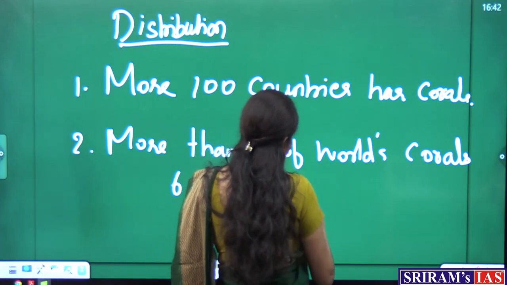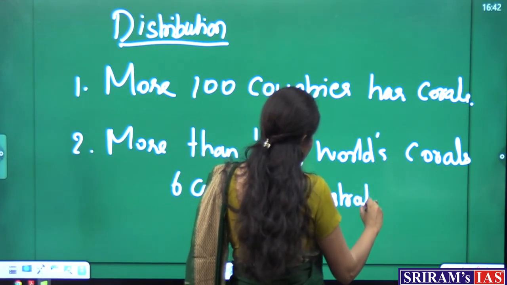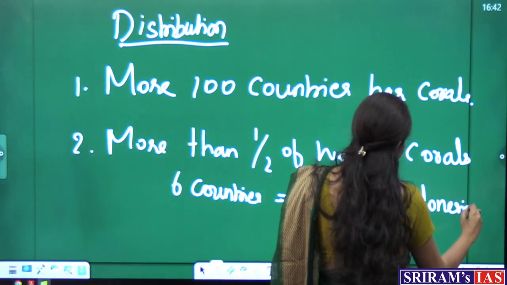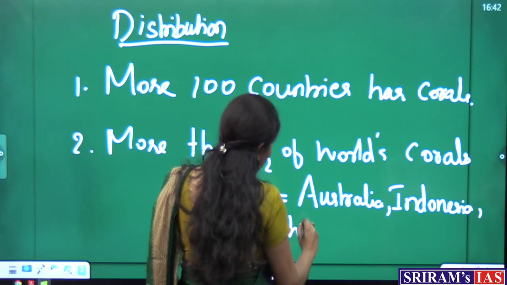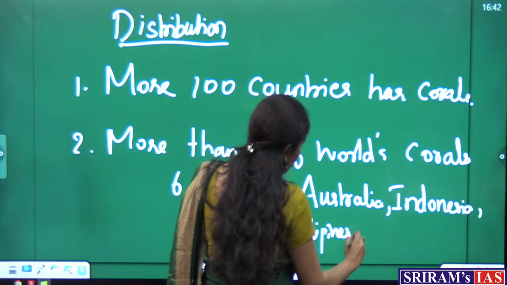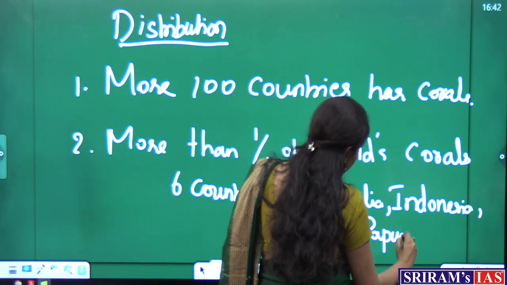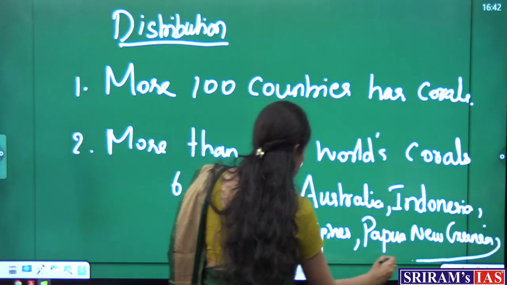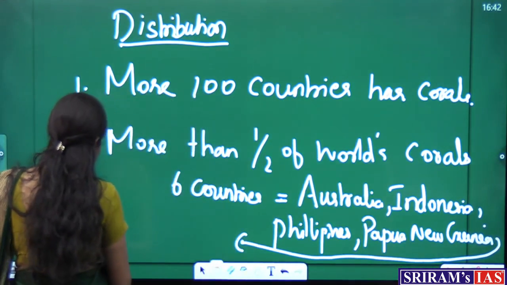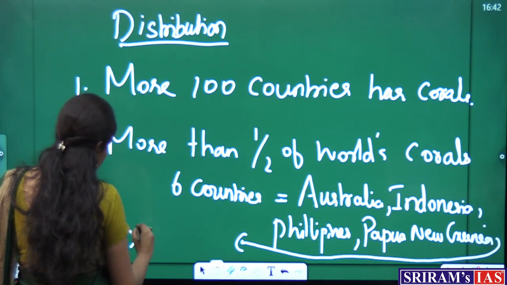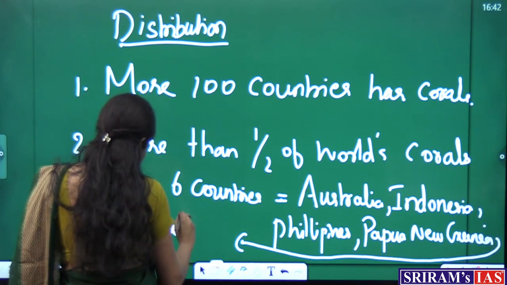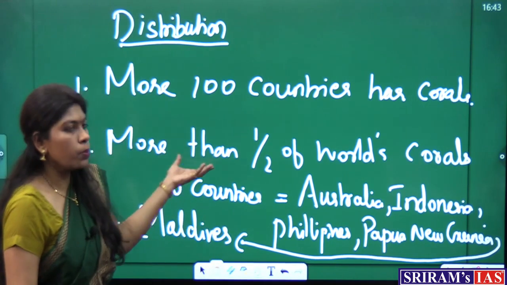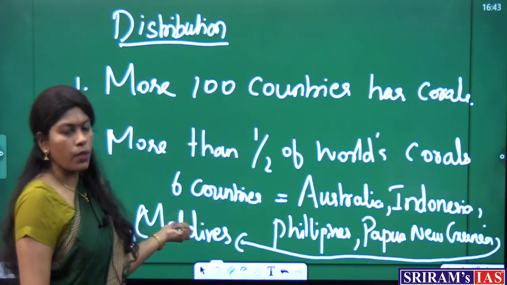Australia, Indonesia, Philippines, Papua New Guinea, Fiji, and Maldives. Here there is no space, I am writing here. So these are the 6 countries which have half of the world's coral reef. This is an important point, that's why I have written it like this.